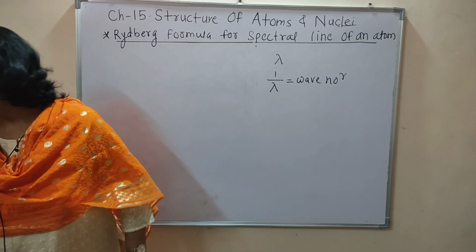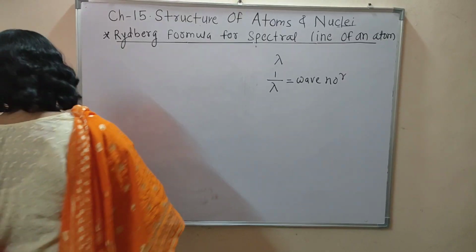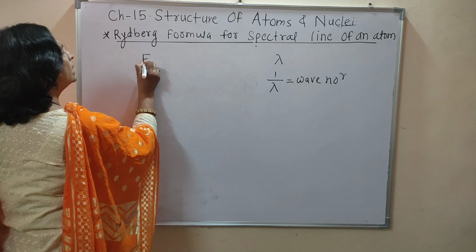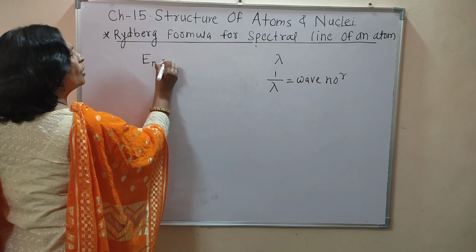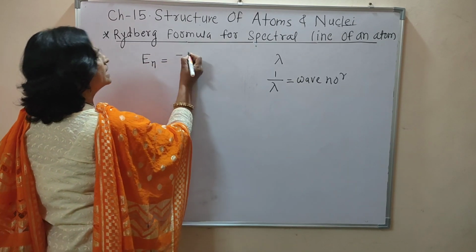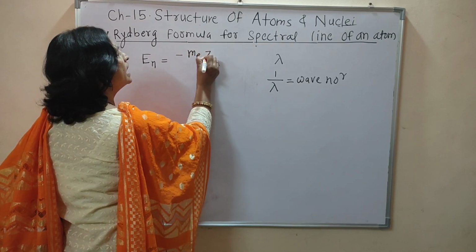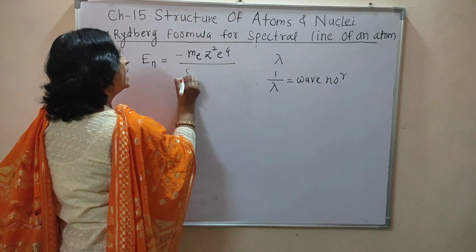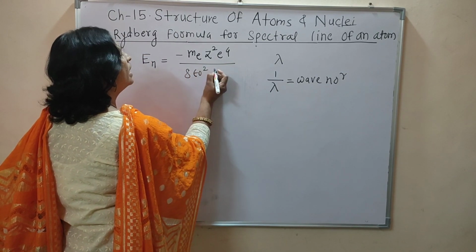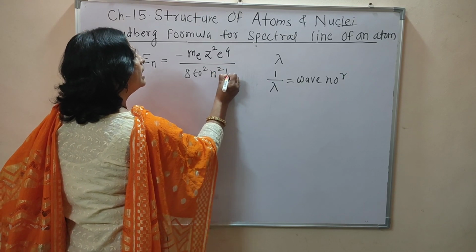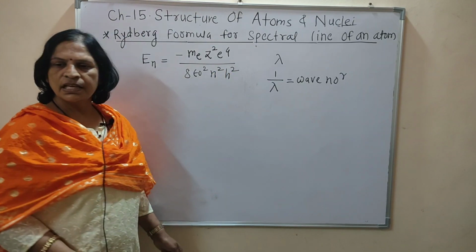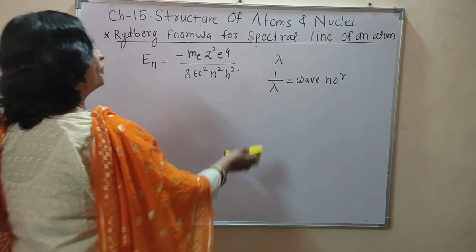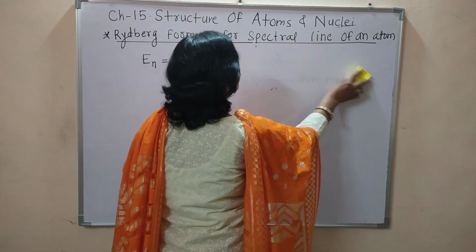We already studied the derivation for the energy. What is the formula to calculate the energy? Energy in nth orbit is minus m Z square e raised to 4 divided by 8 epsilon naught square n square and h square. Okay, this is the energy of an electron in the nth Bohr orbit.